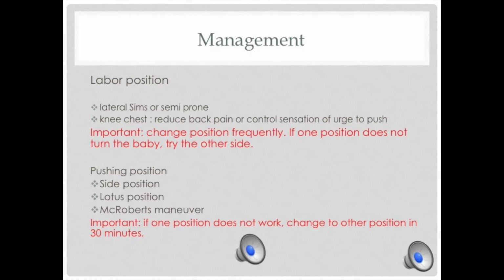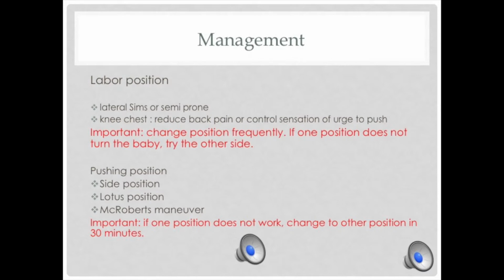If the patient is in labor without an epidural, changing position frequently is the key. Hands and knees and chest-knee position are really helpful to reduce back pain and control rectal pressure, but most of the research shows that these positions do not rotate the baby. Regardless of the stage of labor, it's very important to change position frequently. If one position does not turn the baby, try the other side.